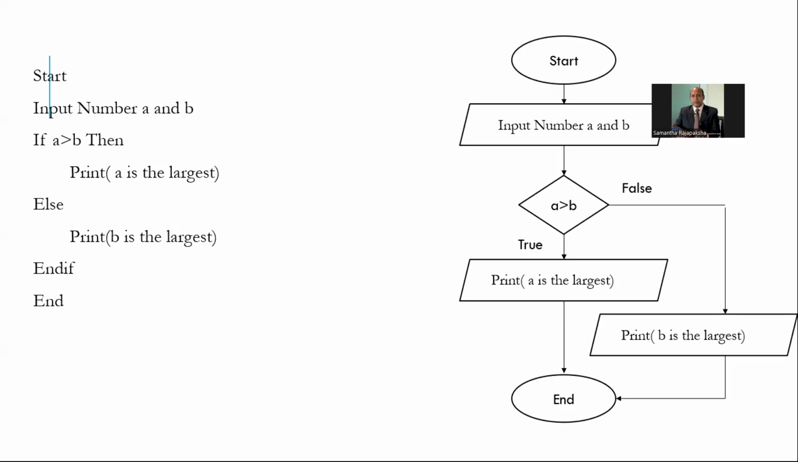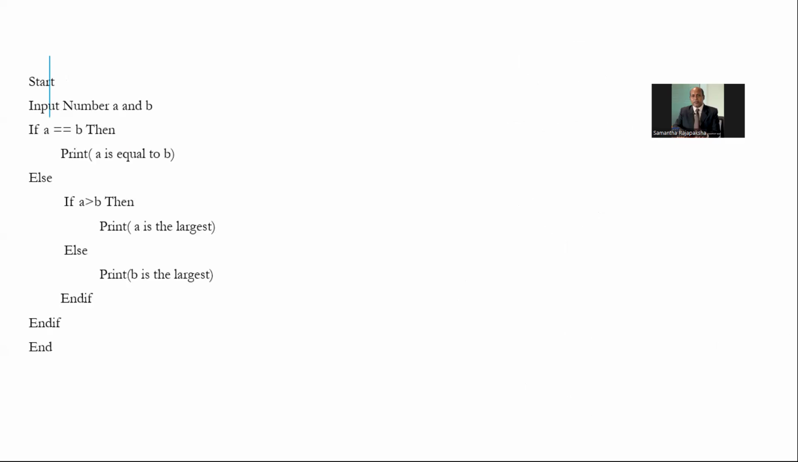So therefore, you have to modify this program to check the equality. Then you will get a nested condition, like in this example. Initially, you check whether A is equal to B. If A is equal to B, then you can say it is equal. Else means A is not equal to B. Then you check whether A is larger than B. If A is larger than B, you can print this. Else, you can print this. That way you can correct the previous algorithm to check the equality of the numbers.